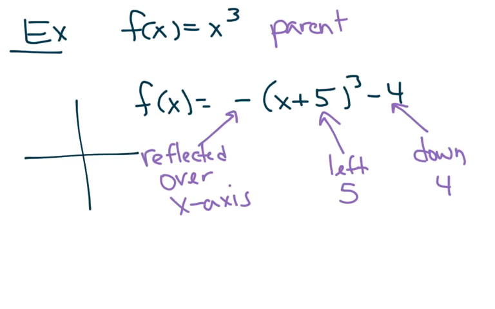it's been moved to the left 5, and it's been moved down 4. So if I have a quick sketch of y equals x cubed, I'm going to take the center of the graph and move it left 5 and down 4. And then I'm going to flip the graph over, so instead of going up from left to right, it's going to go down. So there's a quick sketch of what the graph of f of x equals negative x plus 5 cubed minus 4 looks like.